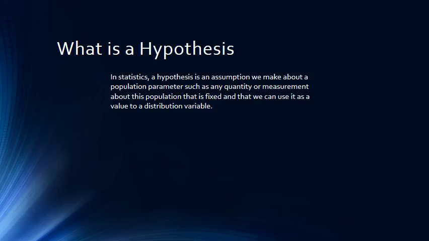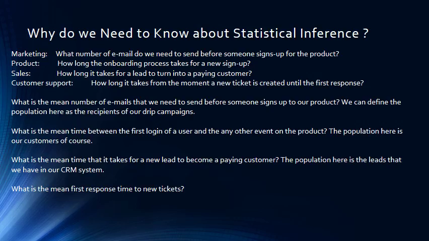In statistics, a hypothesis is an assumption we make about a population. A parameter is any quantity or measurement about this population that is fixed and that we can use as a value for a distribution variable. Typical examples of parameters are the mean or the average of your data that's collected, and the variance. These are things that you normally know and are parameters that are used when making a hypothesis.